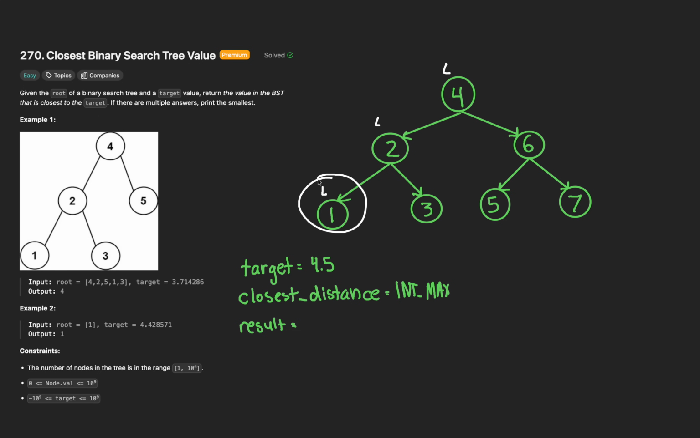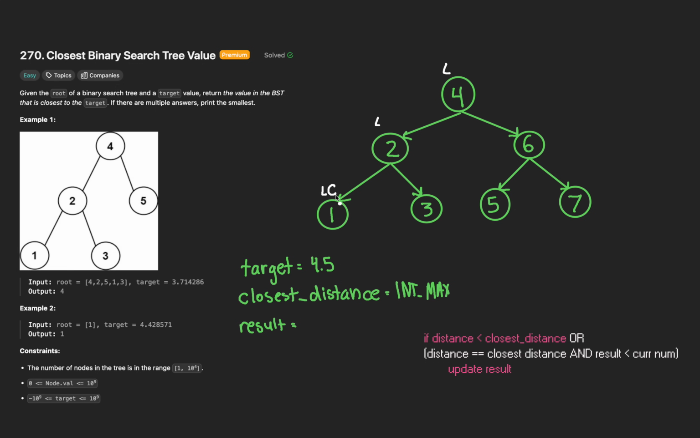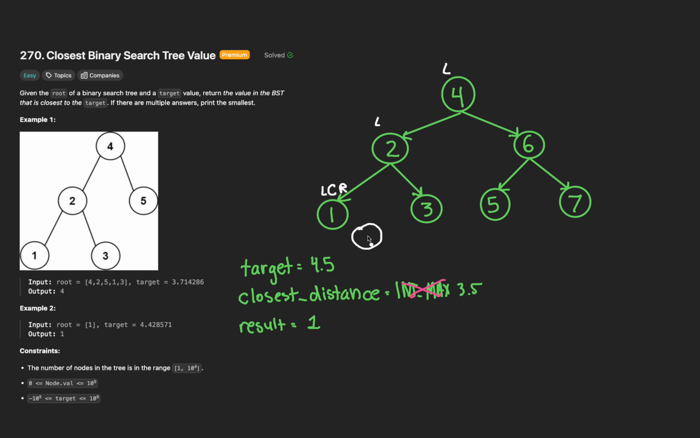Here, we'll happily process the current node, where we'll execute a familiar if statement. Is node 1's distance from our target of 4.5, which comes out to be 3.5, closer than 2 billion? Duh. Let's update the closest distance, and our result here to the 1. This should be feeling like deja vu. Afterwards, LCR next tells us to go to the right subtree, but there's also a null pointer there. We'll backtrack where now we're fully done with node 1.